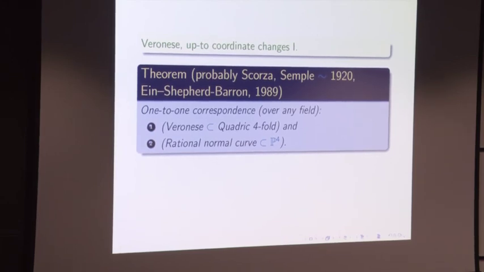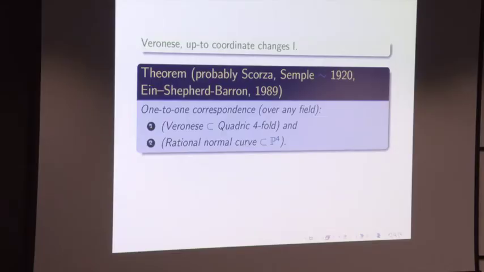Okay, well, then what you can do is you can blow up the Veronese surface, and you can contract all the secant lines. So these are lines that are contained in the quadric that intersect the Veronese in at least 2 points. And now it turns out that if you do this, then the quadric becomes just a P4. And then the secant lines, they all together map to just a curve. It's a degree 4 rational normal curve.